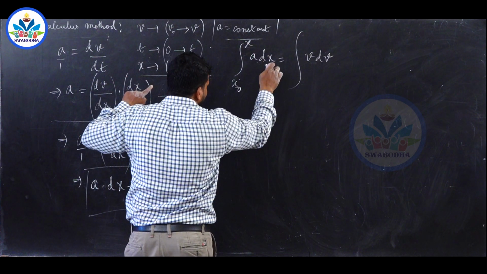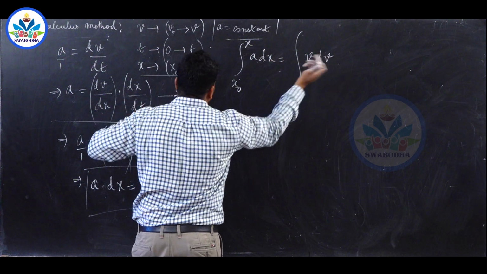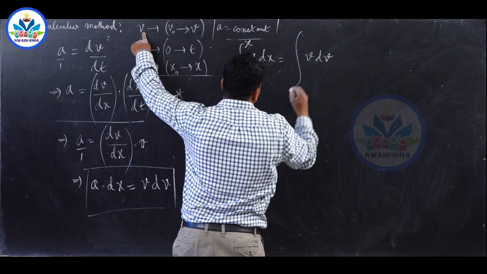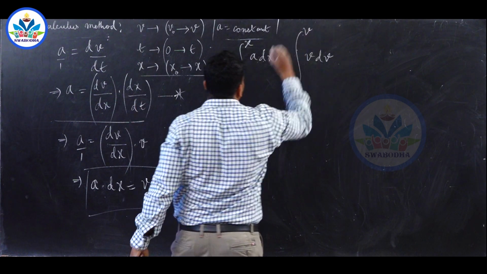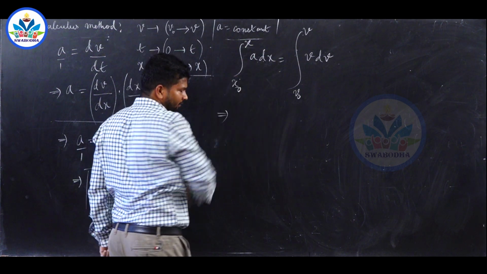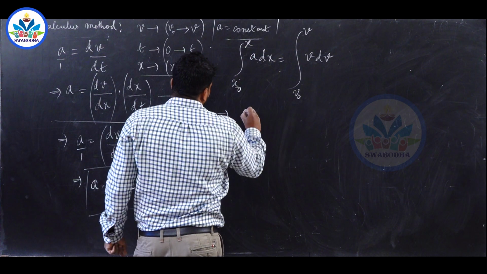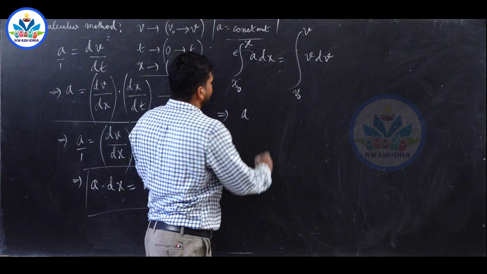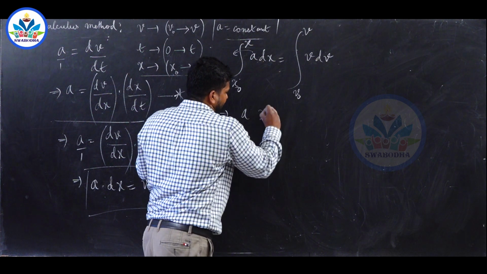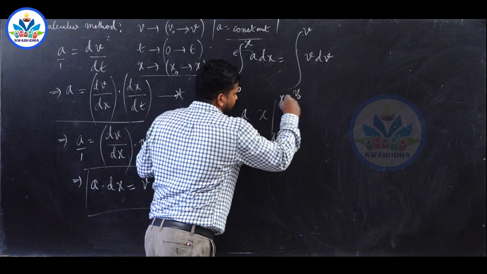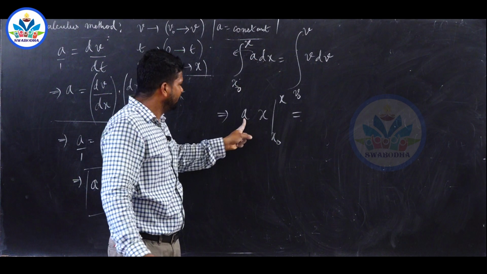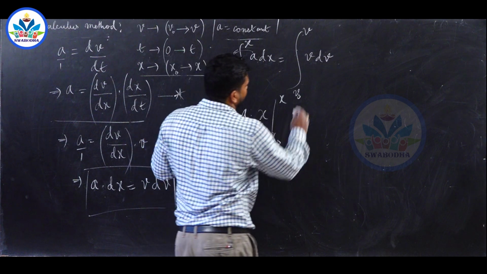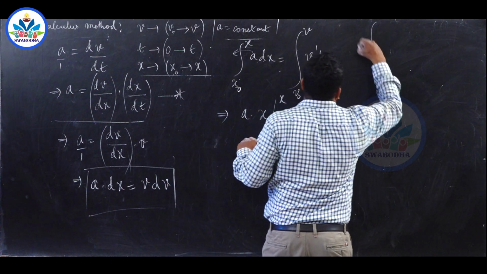You must see dx, x limits; dt, t limits; dv, v limits. Okay, dx, x naught to x. Here dv, you must substitute the limit of v naught to v. Again a is constant, so it comes outside. For our case, a into integration of dx. Integration of dx is x between the limits x naught to x.